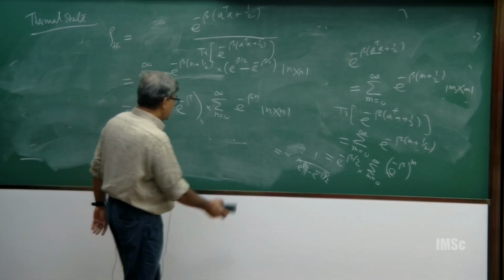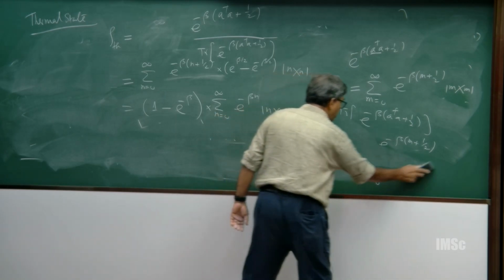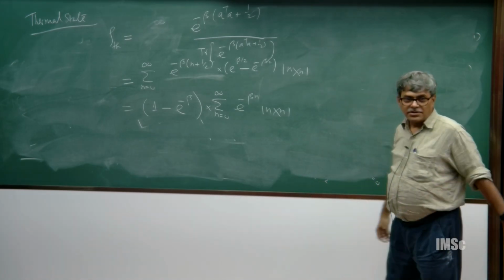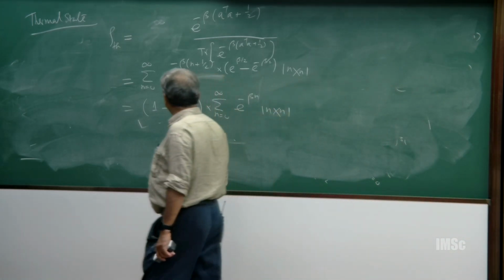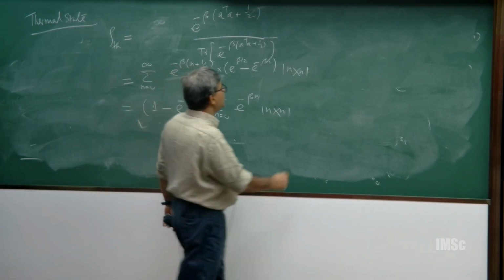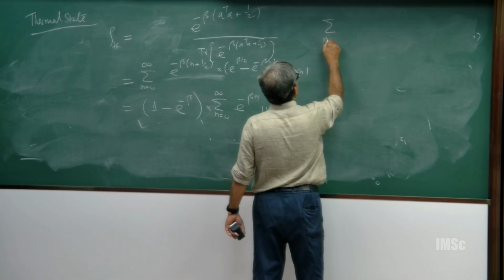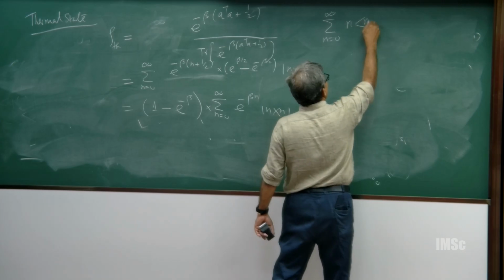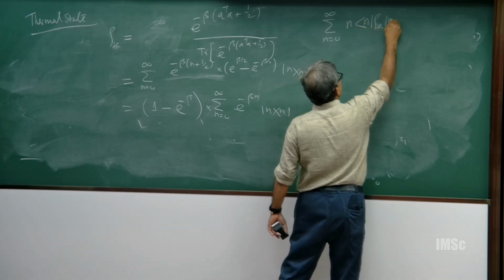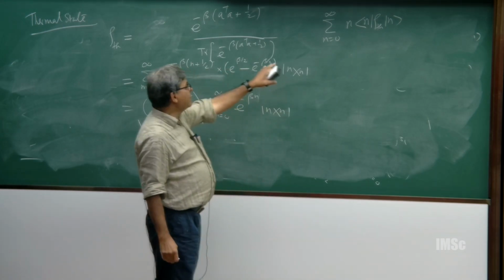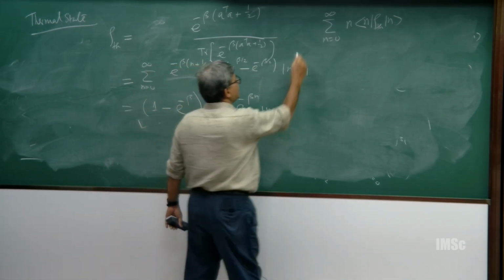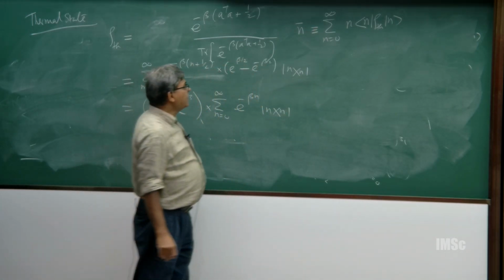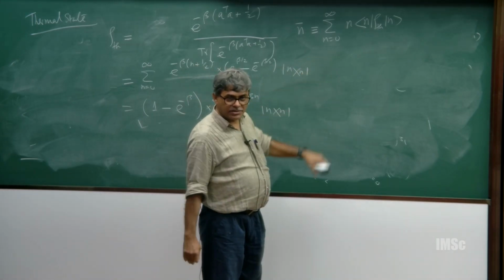Now, I should avoid this inverse temperature beta every time, because what is experimentally measured is the average photon number, not the temperature beta. So, what we need to look at is the sum over n equal to 0 to infinity of n times the probability of getting this n. So, this is my average photon number, which I denote by n bar. And this is what we get in experiment, not the temperature.